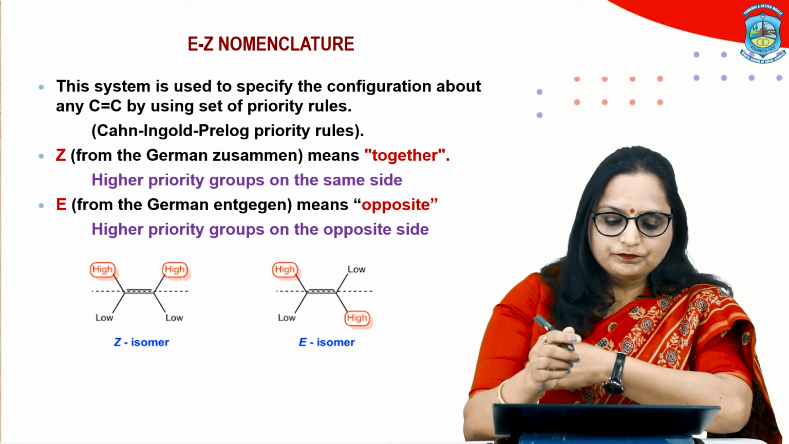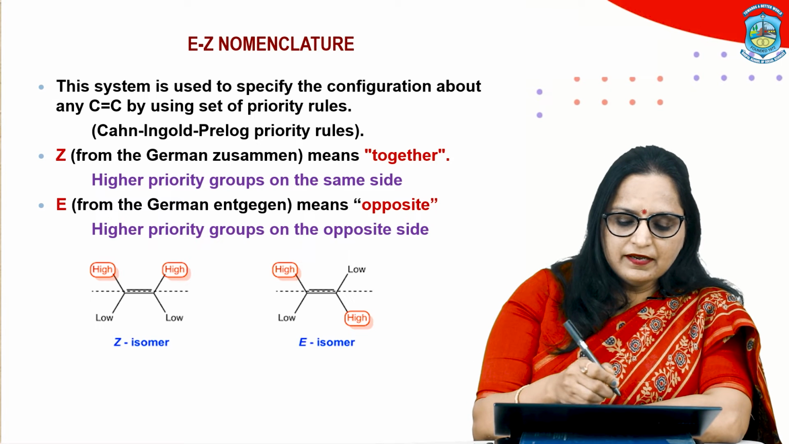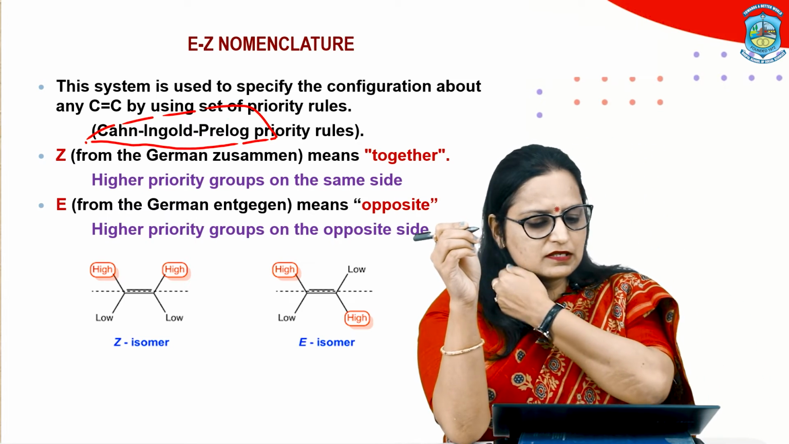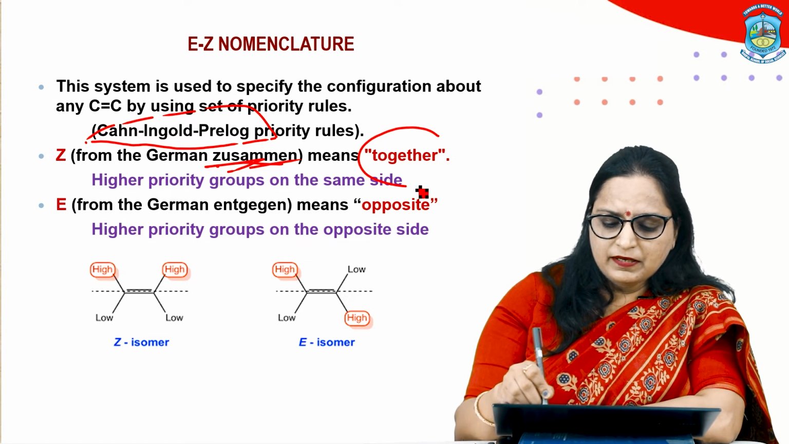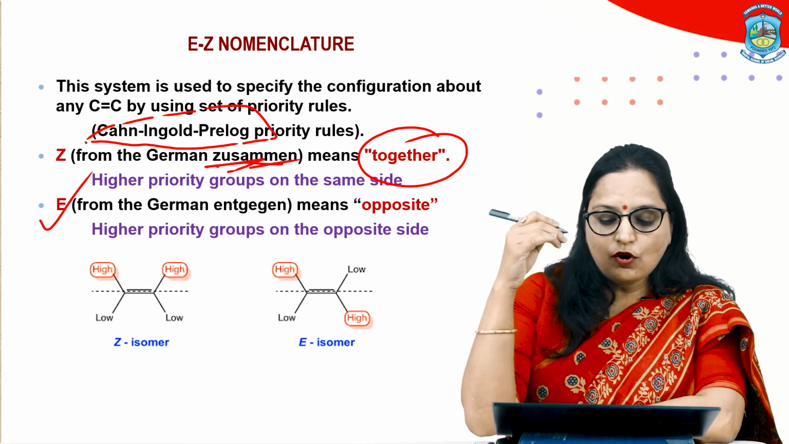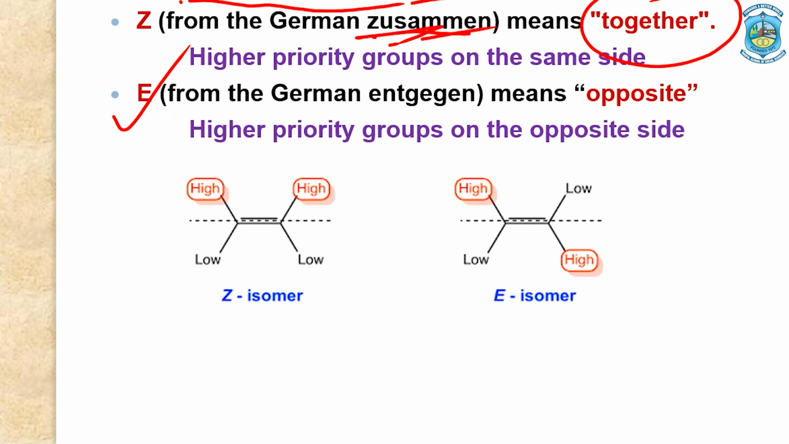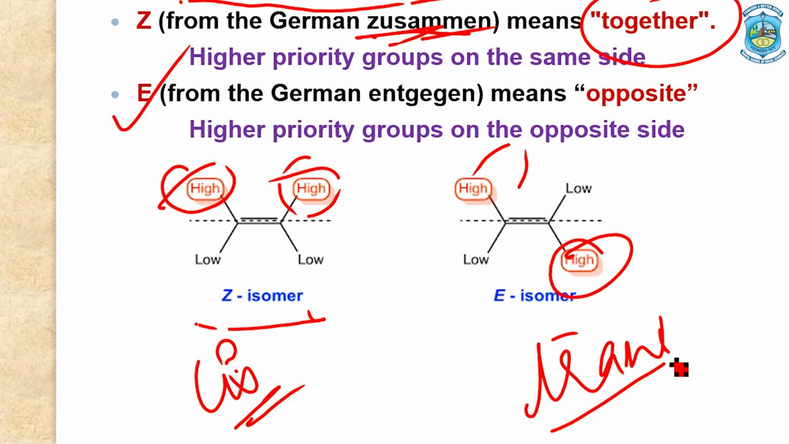So, we have the EZ system, and the priority rules were assigned by three scientists, Cahn, Ingold and Prelog. What does Z mean? Z is from a German word, Zusammen, and it means the higher priority groups are on the same side. E means opposite. That means higher priority groups are on the opposite side. As you can see in the structure, I have shown the Z isomer with higher priority groups on the same side. It is similar to cis, and higher priority groups on the opposite side is similar to the trans structure, as we have earlier seen.